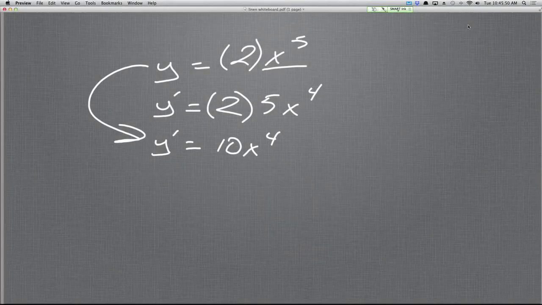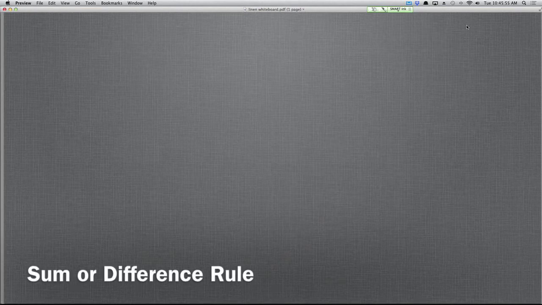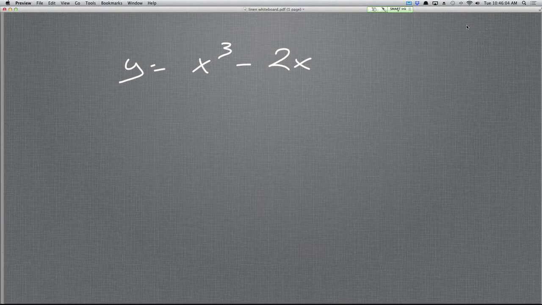Then my last one is the sum or difference rule. The sum or difference rule is if I have some monomials that are added or subtracted. So far today we've only dealt with taking the derivative of a monomial. Now I'm taking the derivative of a polynomial. What do I do to take the derivative of a polynomial? I just take the derivative of each of them and then subtract them together.